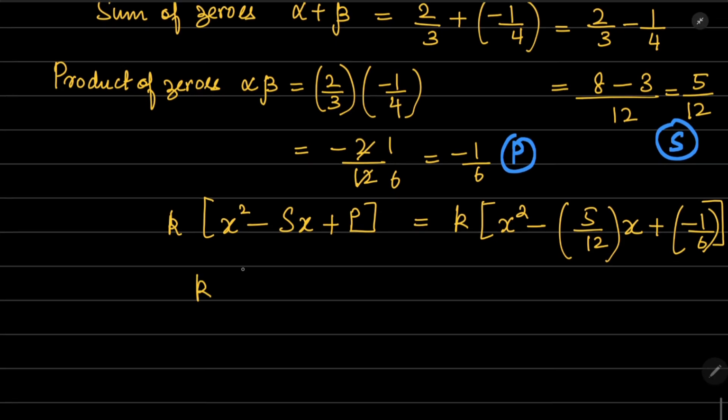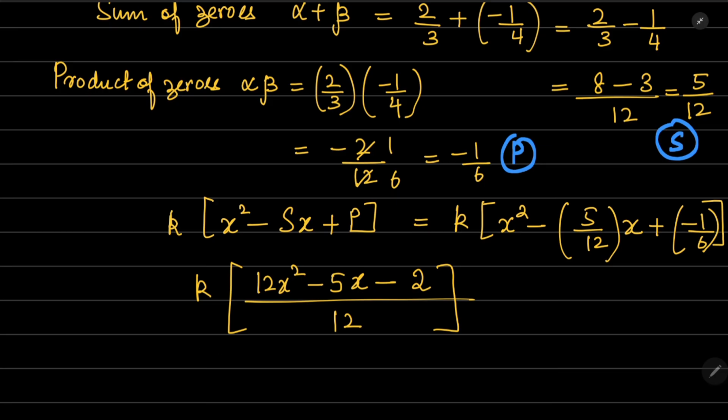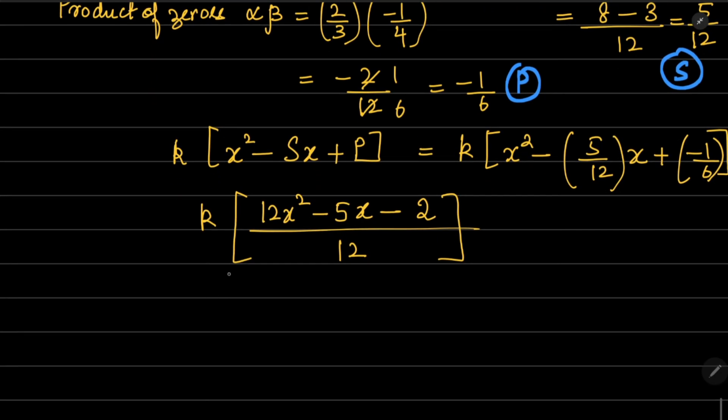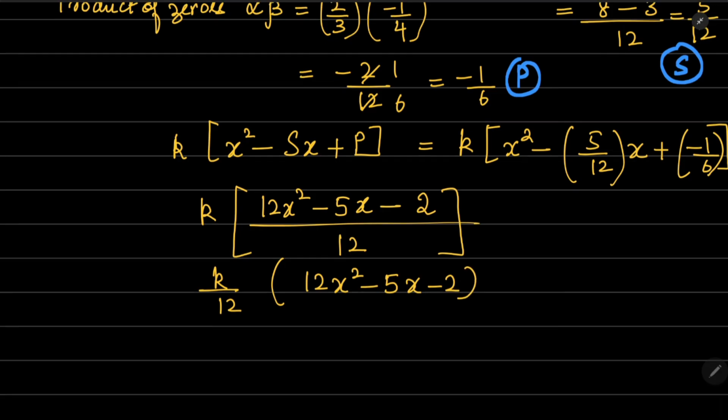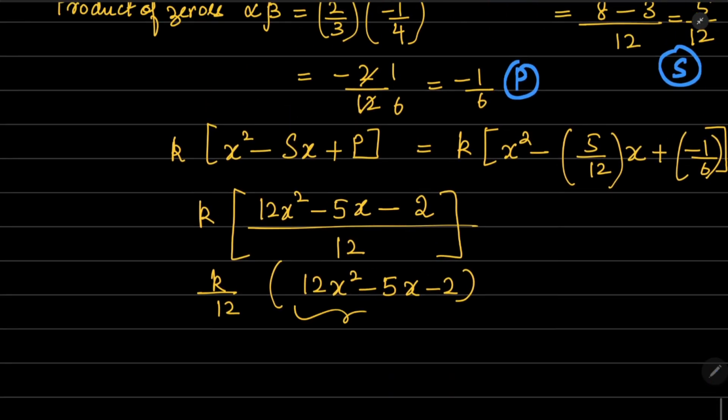You can take your LCM as 12. So what will be the first term? 12x square minus 5x minus 2. Okay, so you can take 12 outside. So you'll have k by 12. What will be the polynomial inside? 12x square minus 5x minus 2, right? So this is your required polynomial.